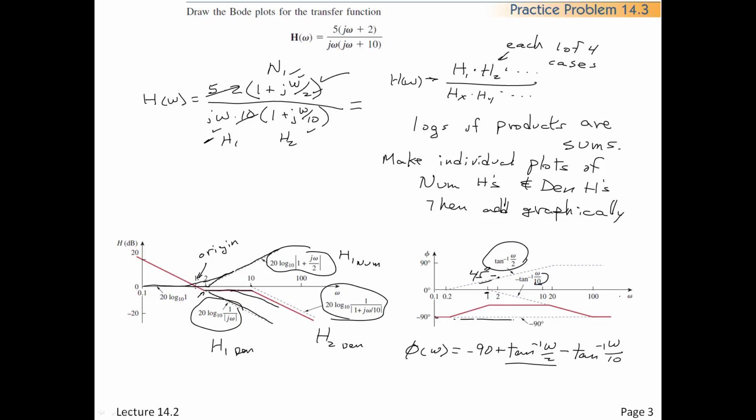Okay, and up here you can see this one. This is where the tangent has effect at plus and minus a factor of 10 around the breakpoint. After that, the tangent is flat out at 90 degrees. And before that, it was flat out at 0. Okay, let's try another.